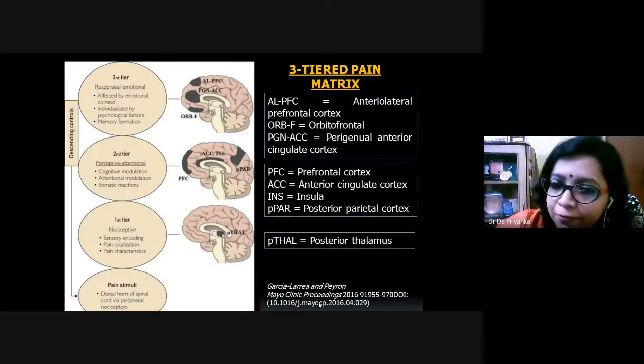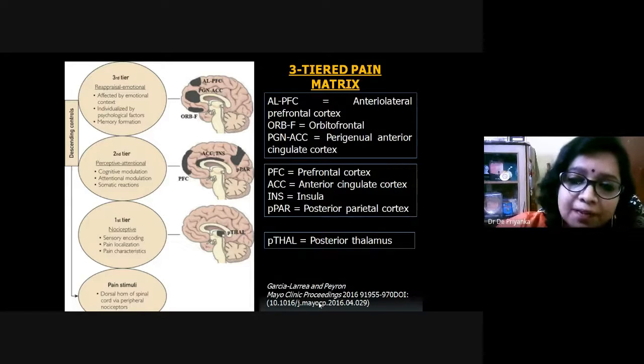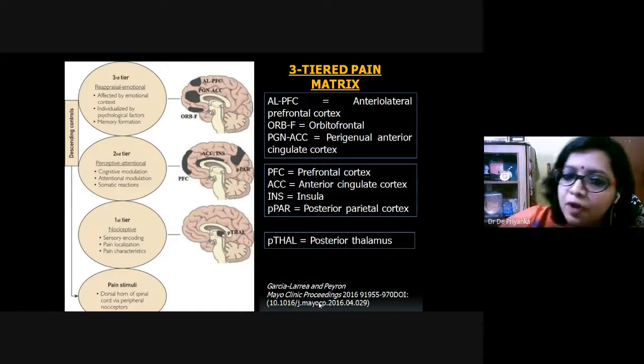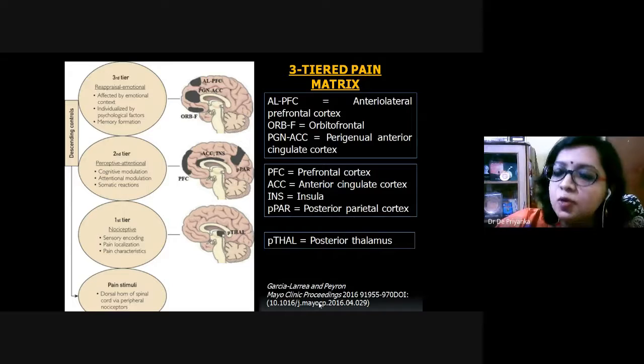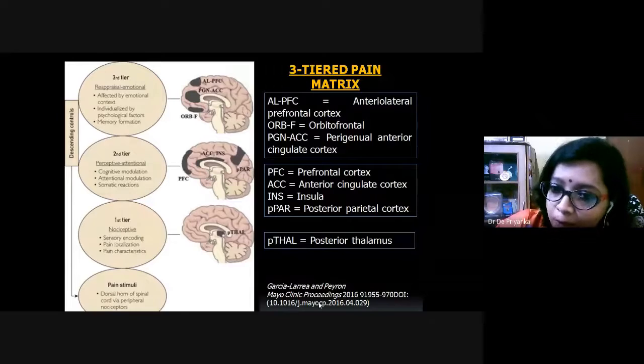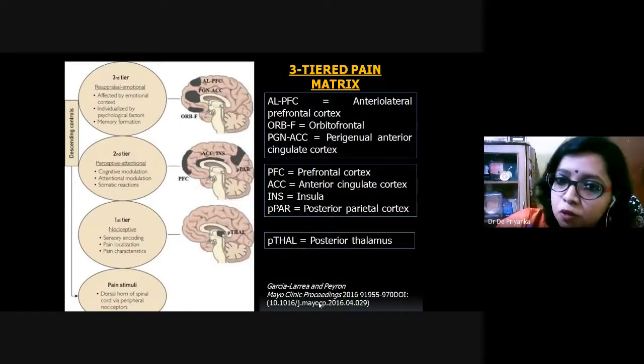Now here in the first tier, the nociceptive tier, the importance is given to the thalamus, the posterior thalamus. I have already mentioned the thalamus acts as a switch. So if you have the pain stimulus and the pain is going on to the brain, the thalamus is setting it on. And so the pain characteristics, the pain localization, the intensity, all are being encoded through your pain afferent pathway to ultimately come to what is known as the prefrontal cortex and associated areas.